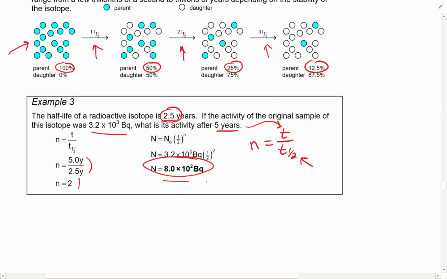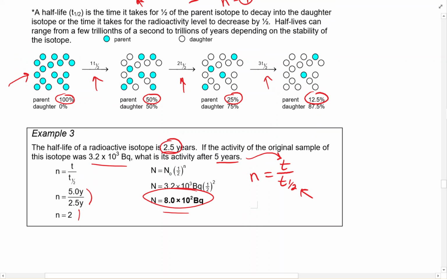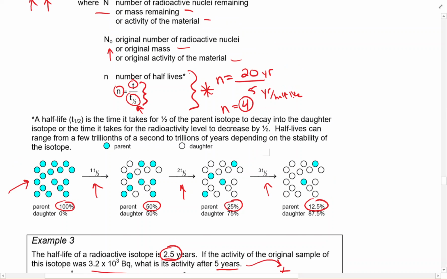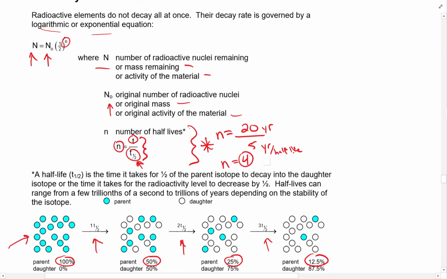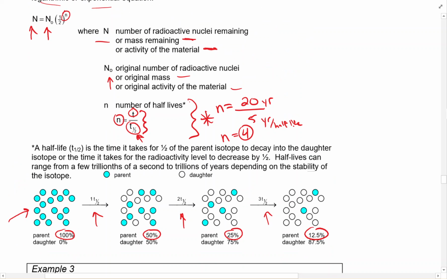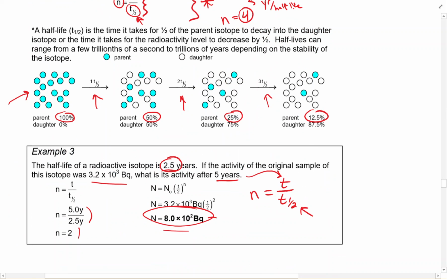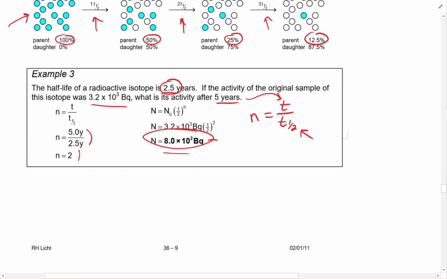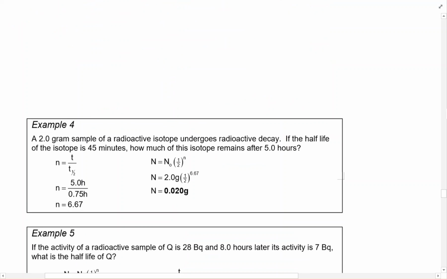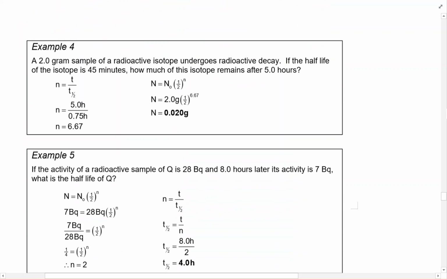So you can see n is there, plug it all in, and you get your answer for the number that's left. This could have been written in number of actual atoms, or, like I was saying, there are different ways to write it up here: mass or activity of the material. And here it was written as the activity of the material. Alrighty. So again, you guys can look through those. They're going to be kind of similar.